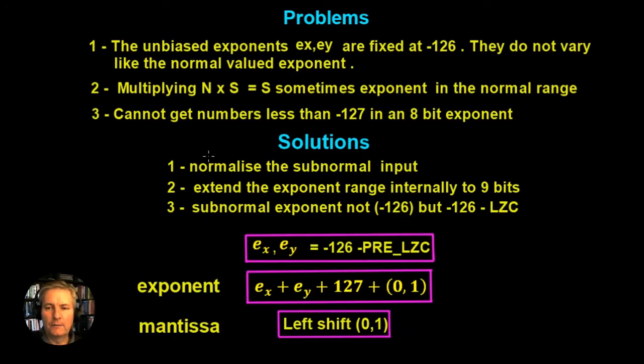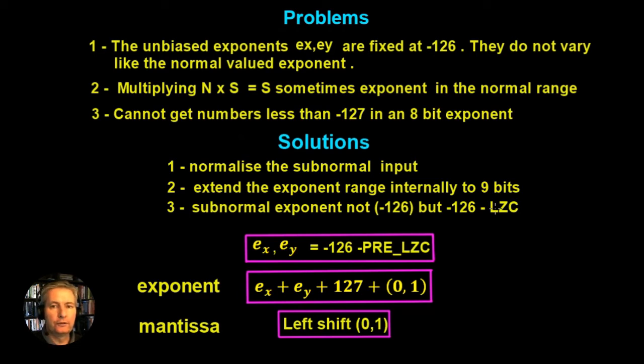So just before we finish here, let's recap on what we've done in subnormal numbers. We started off introducing subnormal numbers, and we've seen that we had 3 problems. The unbiased exponent is fixed at -126, and whenever you multiply a normal with a subnormal number, it would sometimes tell you that you were getting a normal result when you weren't, you were getting a subnormal result. And thirdly, the 8 bits was not wide enough to get the full range of exponent values. So the solutions we came up with are to normalise the subnormal input and extend the exponent range to 9 bits. And finally, the subnormal exponent would change from -126, a fixed value, to a variable value given by -126 minus the leading 0 count.